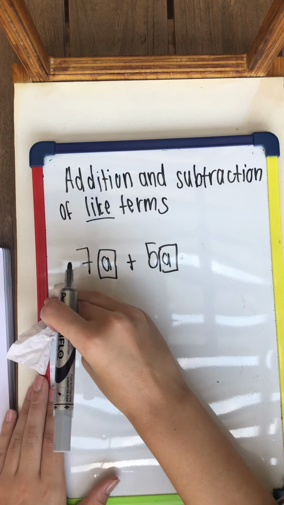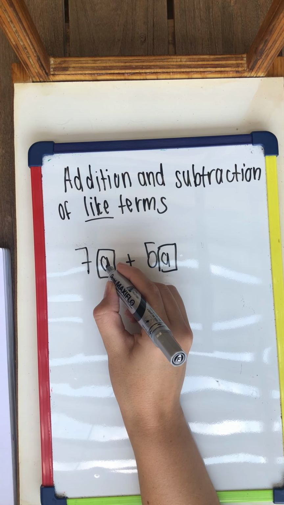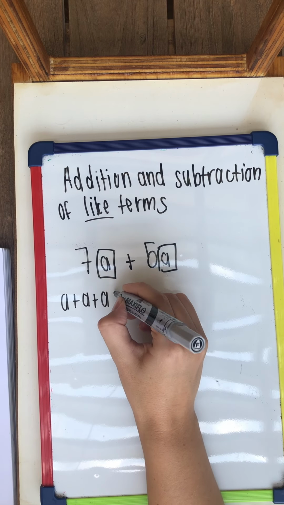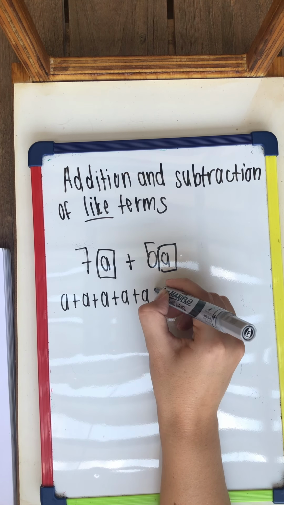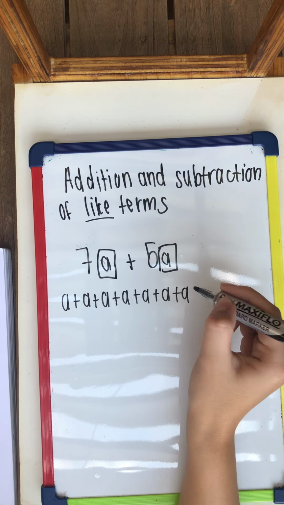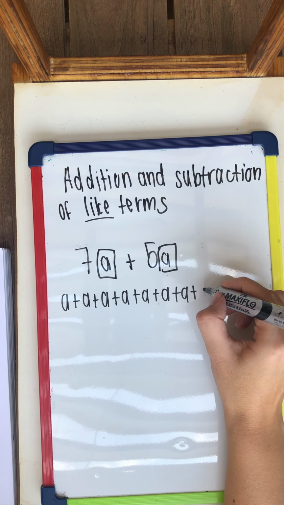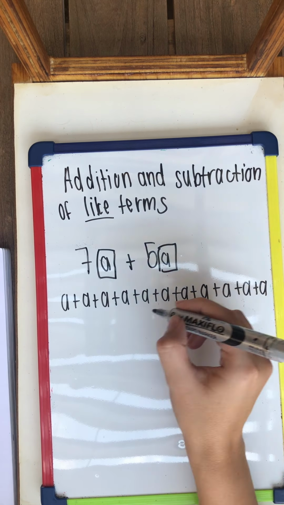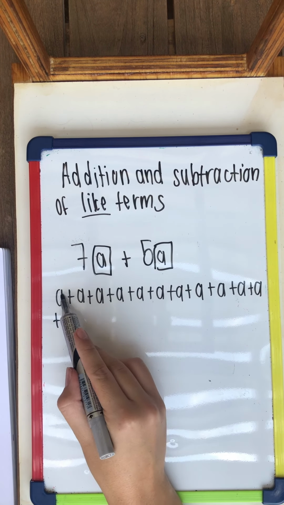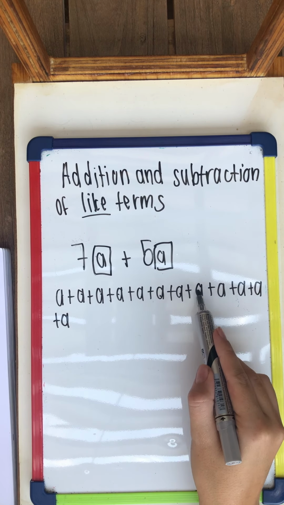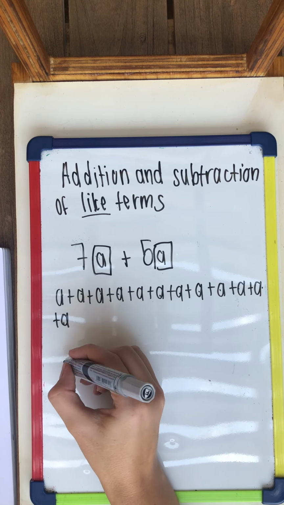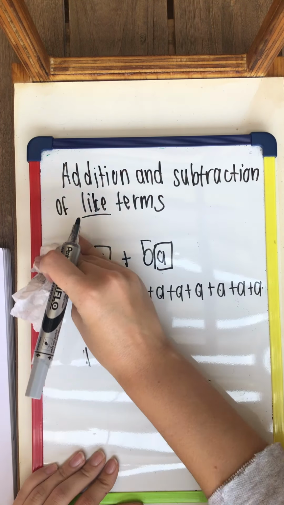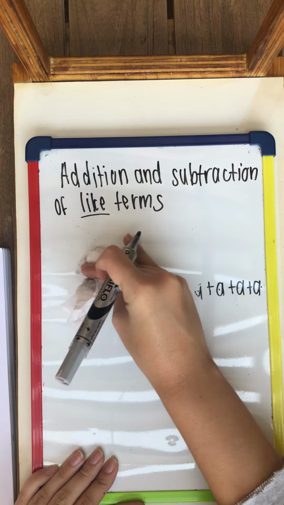So it's the same as saying I've got 7 a's, plus another 5 a's, 1, 2, 3, 4, 5. I've got 1, 2, 3, 4, 5, 6, 7, 8, 9, 10, 11, 12 a's. So if the variables are the same, they are called like terms, and that means I can add them or subtract them.